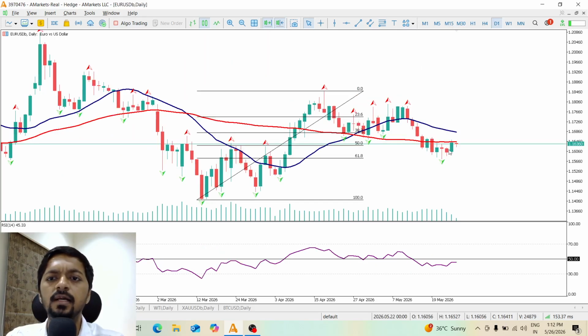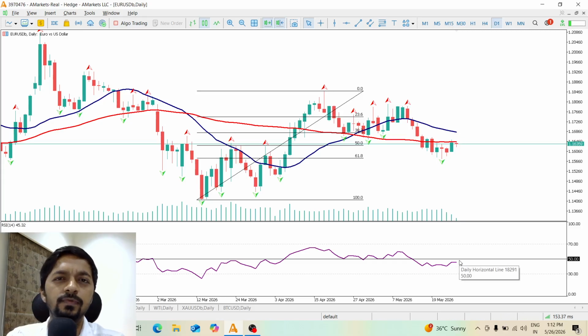I have an interesting chart, which is of EUR/USD. If you look at EUR/USD, it is reverting from the 61.8 level, which is a key level. If price is breaking above 1720, also if RSI is breaking above the 50 line, we can expect the upward trend to continue up to 1750, 1800 and 1850 level.